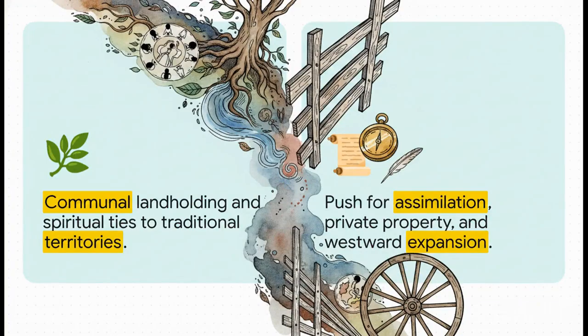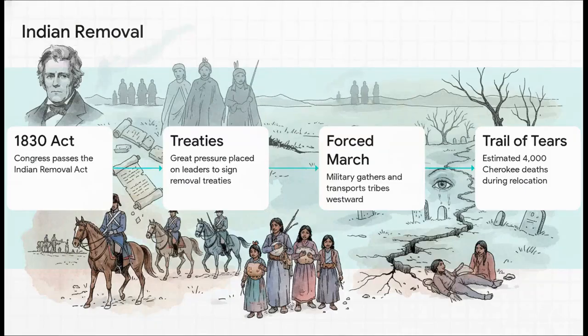The crucial point to understand here is the stark clash of worldviews. It's like two completely different planets. On one side, Native American societies were built around communal landholding, deep spiritual ties to the land, and fiercely preserving their sovereignty. On the flip side, U.S. government policy was aggressively pushing for private property, rapid westward expansion, and the forced assimilation or relocation of indigenous peoples. And this clash eventually culminated in the Indian Removal Act of 1830.